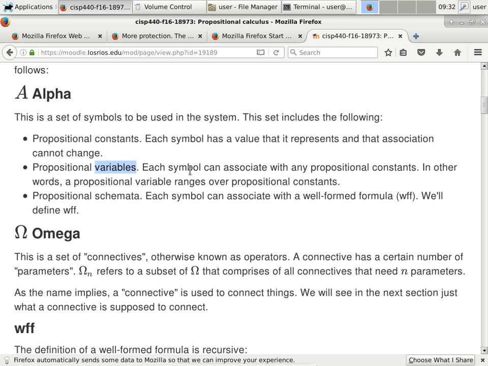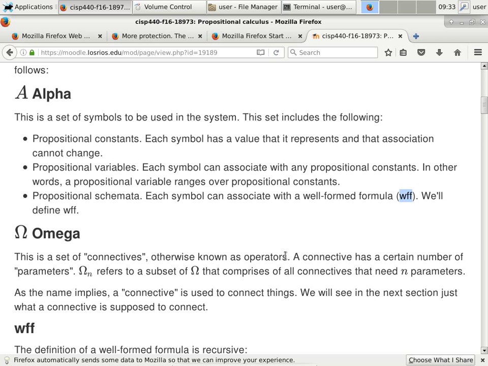But then we have something called a schemata. A schemata is associated with well-formed formulae, and I'll explain what a well-formed formula is later on. But basically, a schemata is not just a single variable. It can be an expression involving variables and constants. So for now, for your convenience, just look at schemata as formula, expression.